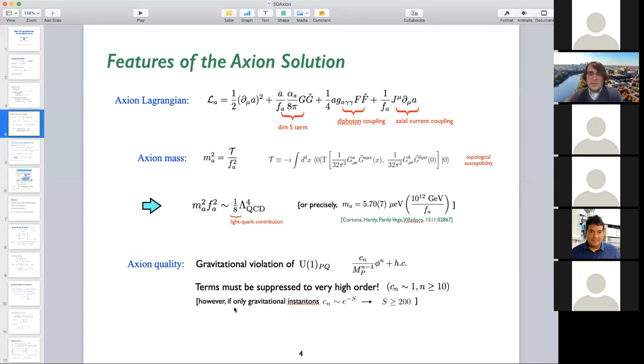Now, there is a caveat here that if you imagine that these violations of gravity come from so-called gravitational instantons, then these coefficients Cn could be exponentially suppressed. But it's not clear if this really can always work. And so I'm just going to assume that there is a problem here where this Cn is of order 1 and you need this n bigger than 10. So that's the axion quality feature, or the axion quality problem associated with the axion solution.